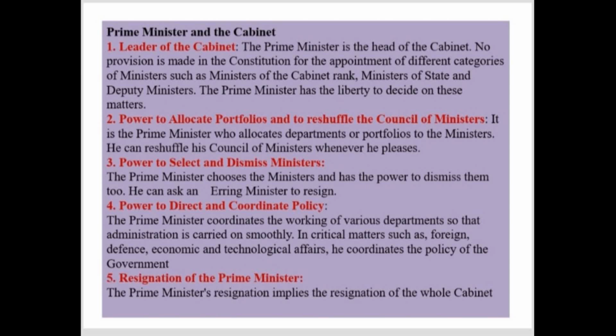He has full power to direct the framing of the policies. Also, the resignation of the prime minister: if a prime minister resigns from his office, then it is nothing but the resignation of the whole cabinet. If a prime minister resigns, then automatically the cabinet is said to be dissolved, which is finally the dissolving of the government itself. Such is the power of the Prime Minister in relation to the cabinet.